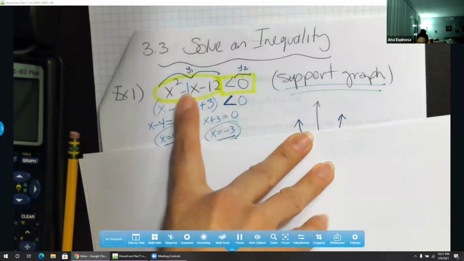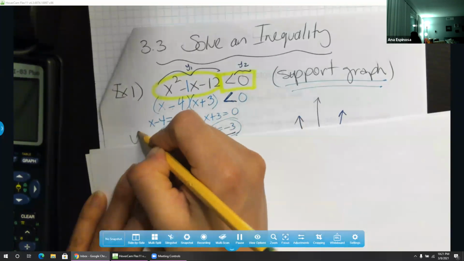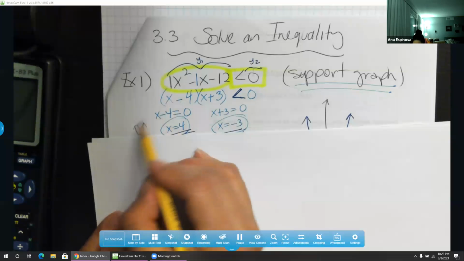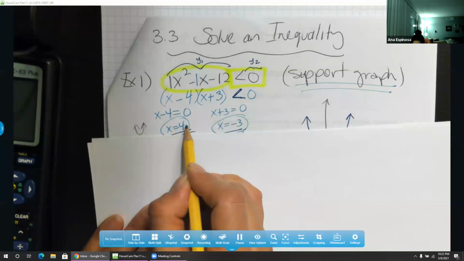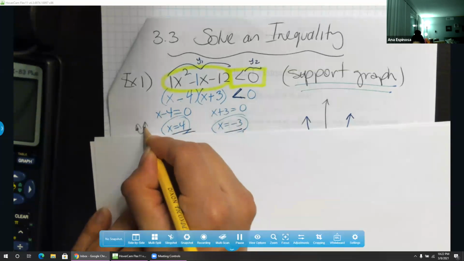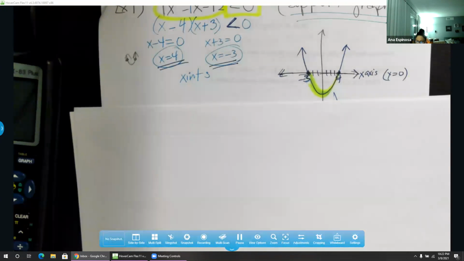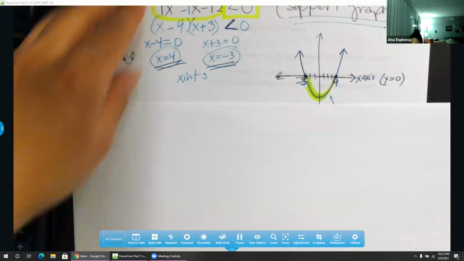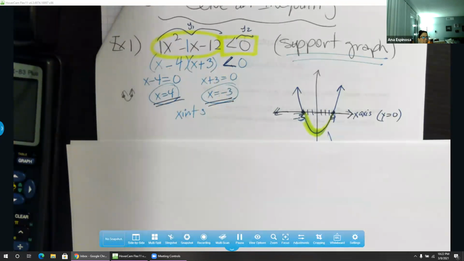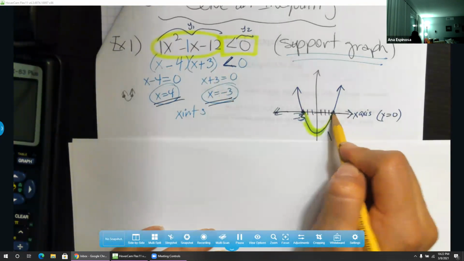So the question is, is this going to be a happy face or a sad face? It's going to be a happy face because my A value is 1. Remember that? We've done this before. So it's going to be a happy face in which the 4 and the -3 are going to be the x-intercepts. Okay, so I am going to do a really quick sketch. I'm not even going to be perfect about it. You can put that in the calculator and be perfect about it, but it's not needed. So it's going to be a happy face with -3 and 4 as x-intercepts.